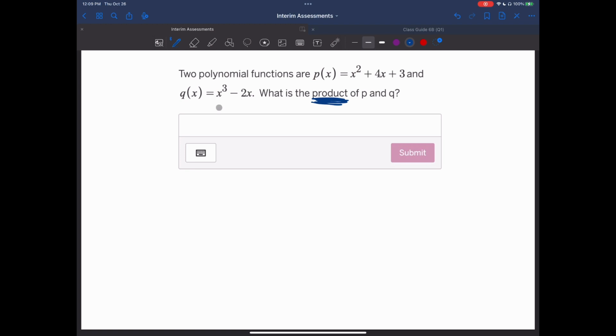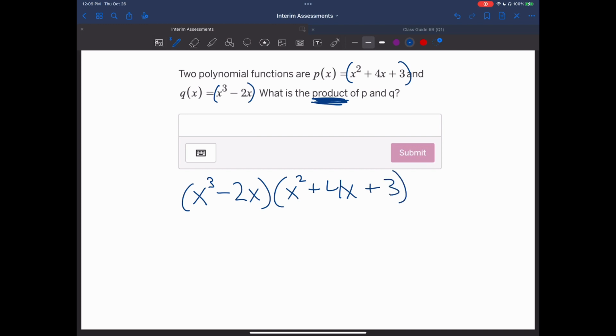So what I recommend you do, slap some parentheses around both of them, put them side by side. So I'm going to do that here for the first one. So I've got an x to the third minus 2x, and I'm going to multiply it by x squared plus 4x plus 3. Okay, we have done some multiplication like this in class. In fact, we've done a lot of stuff like this, like FOIL. This one's a little bit more challenging though, because we do have 2 terms times 3 terms over here.